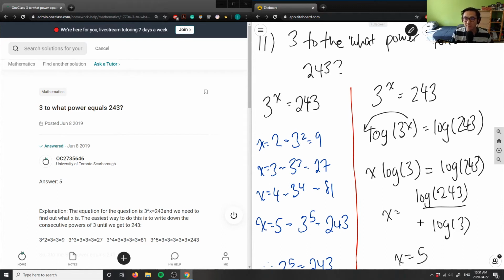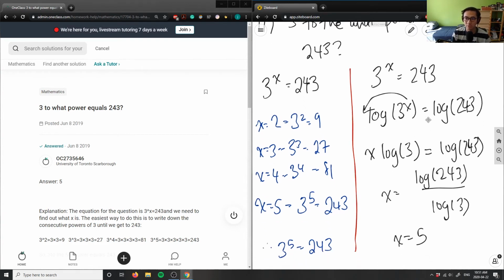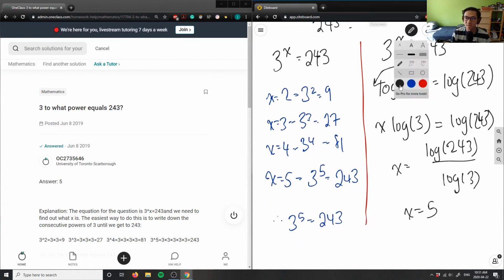So this here is a foolproof way to solve for the solution here, just because you don't have to guess and check as much. You're not expected to learn logarithms at grade 9, but this here is, again, probably what you learned about grade 11 or grade 12, where you take this concept of logarithms and you can actually find what to the power of equals 243. So again, both of these solutions are correct. You can use this way as a guess and check.